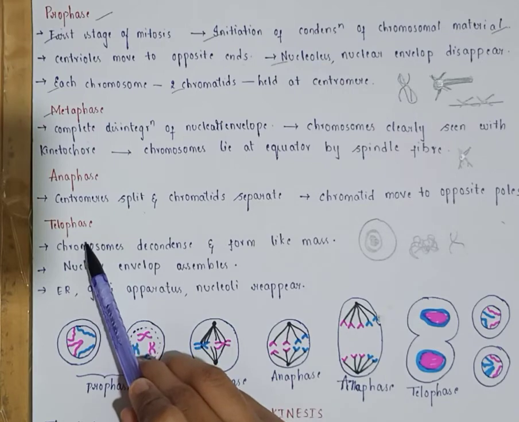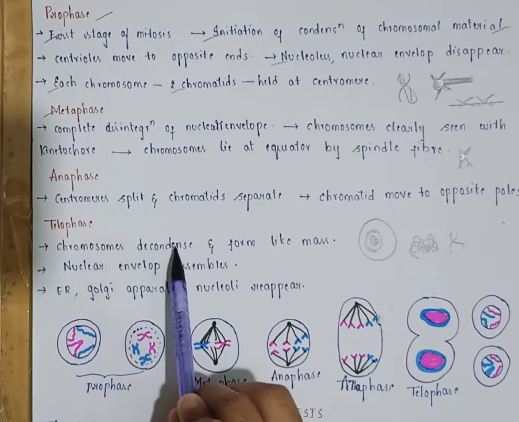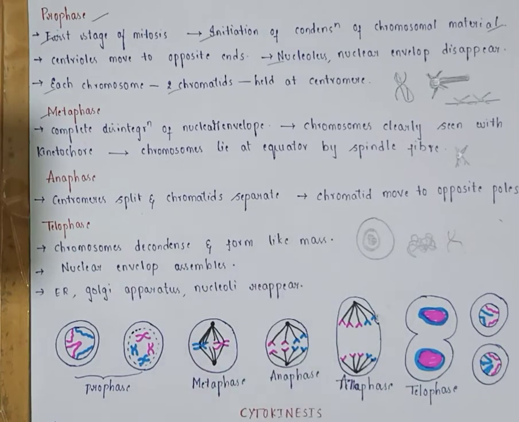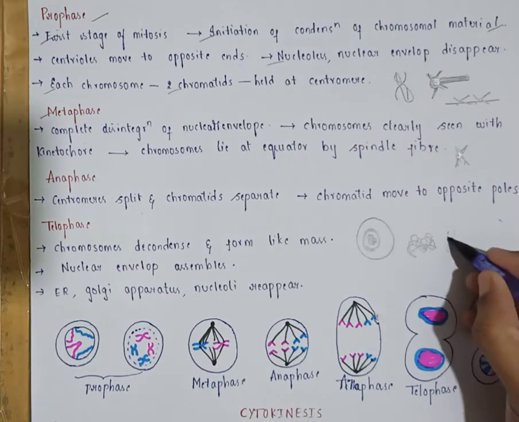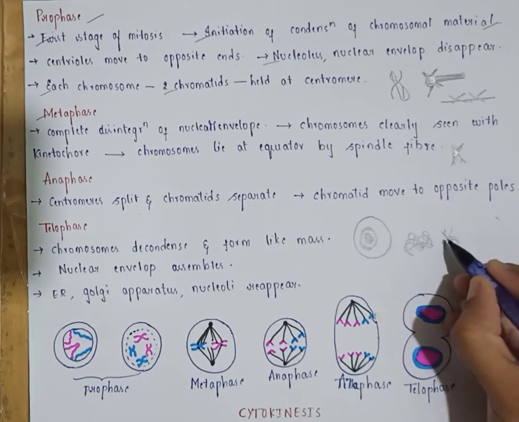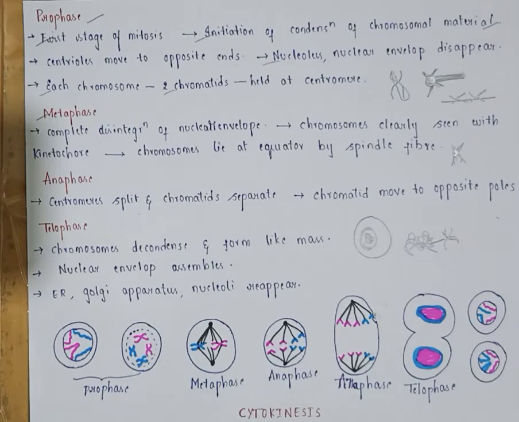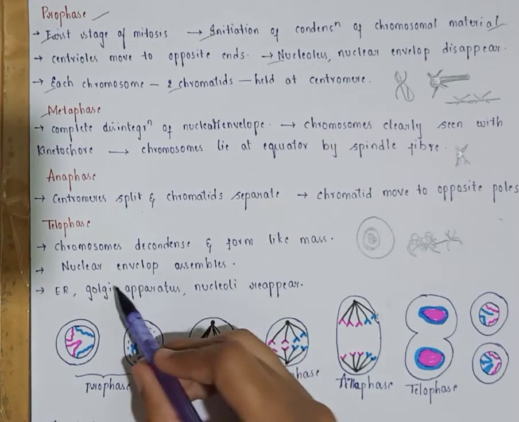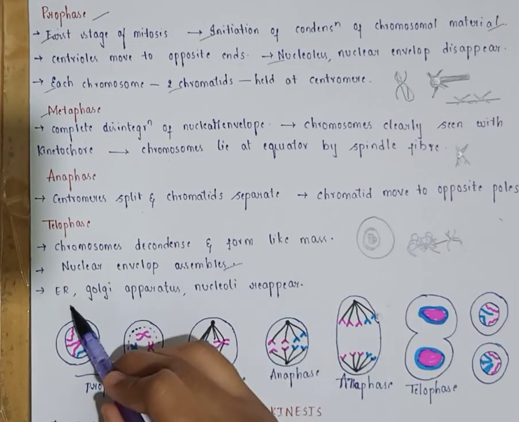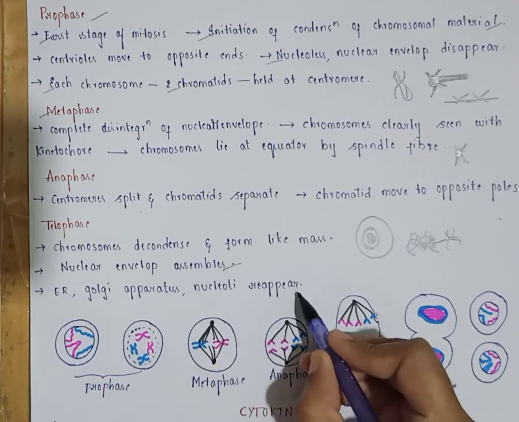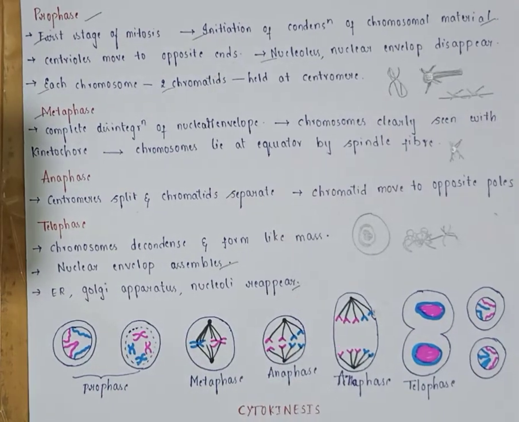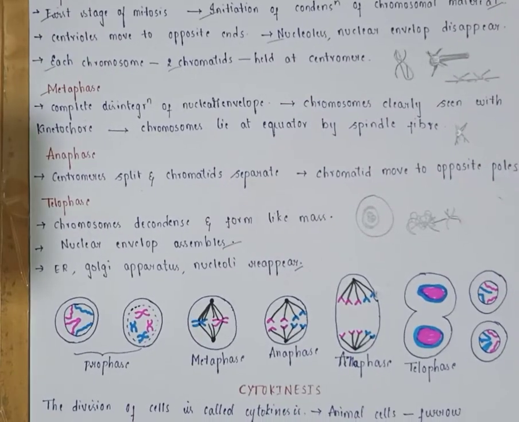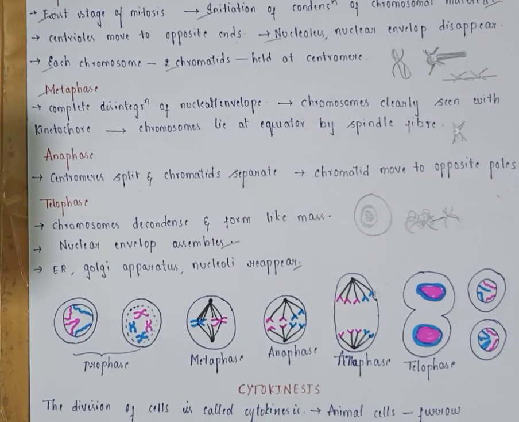The next phase is telophase. Chromosomes decondense and form a mass. These chromosomes again decondense and form network-like structures, and the nuclear envelope assembles. The endoplasmic reticulum, Golgi apparatus, and nucleolus again reappear in the cell. This is the end of telophase and the end of mitosis.